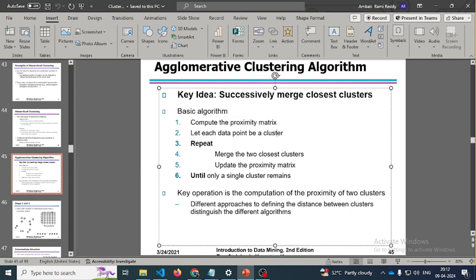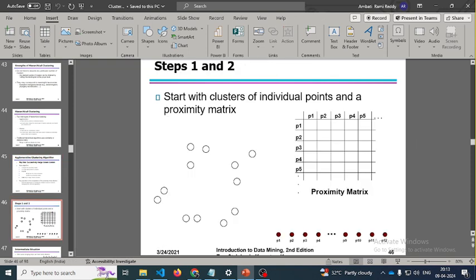So we will see another one also. The next one is, if you want, we will see one example. See here, I have some data points. Start with clusters of individual data points and a proximity matrix. You may assume that this is my proximity matrix.